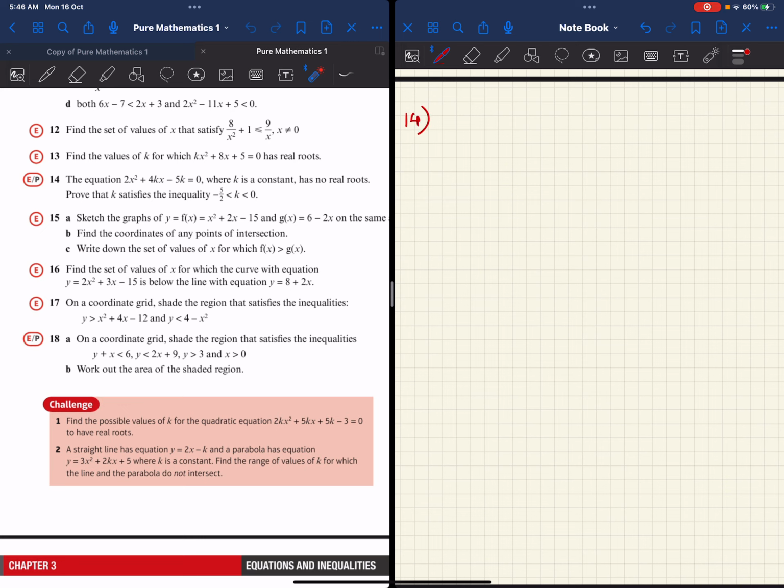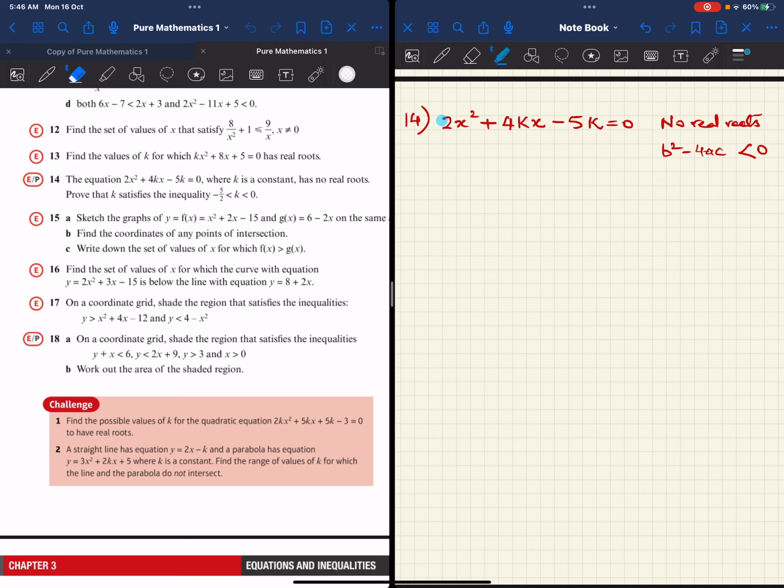Question 14 says you have equation 2x squared plus 4kx minus 5k, where k is a constant and has no real roots. So let's write the question. We have 2x squared plus 4kx minus 5k is equal to 0. Now when we say no real roots, that means b squared minus 4ac, or the discriminant, is less than 0.